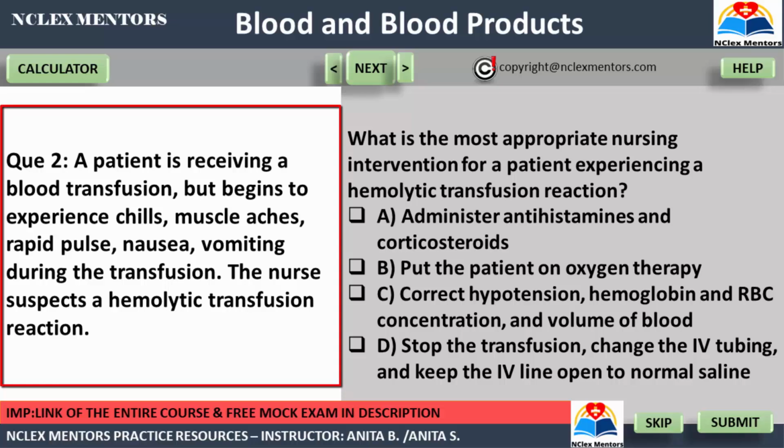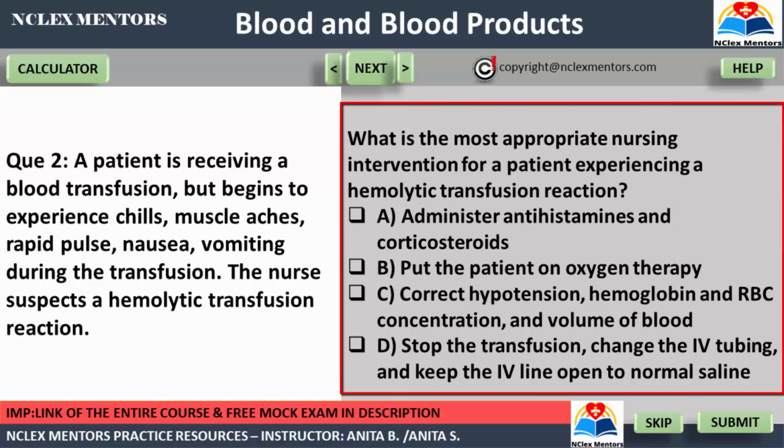A patient is receiving a blood transfusion but begins to experience chills, muscle aches, rapid pulse, nausea, vomiting during the transfusion. The nurse suspects a hemolytic transfusion reaction. What is the most appropriate nursing intervention for a patient experiencing a hemolytic transfusion reaction?